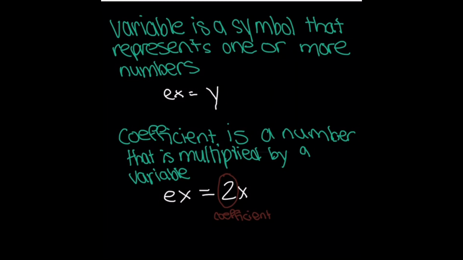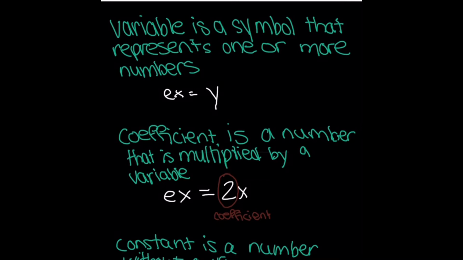And now let's do constant. So a constant is a number without a variable. For instance, 8, right? And 8 has no variable next to it.